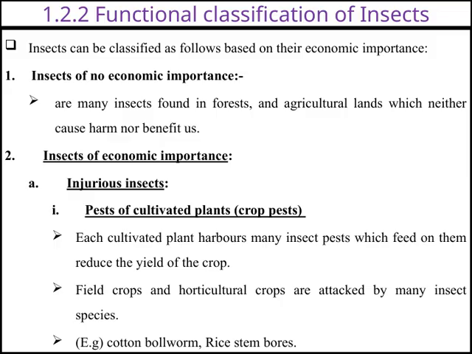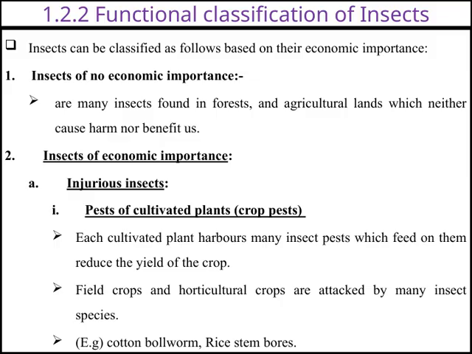On the other hand, we have insects of economic importance, which are further divided into different categories. One key category is injurious insects, or pests. These are insects that feed on cultivated plants, and we often refer to them as crop pests. Every cultivated plant tends to harbor many insect pests that feed on them, and this feeding can significantly reduce crop yields. Such pests attack both field crops and horticultural crops.